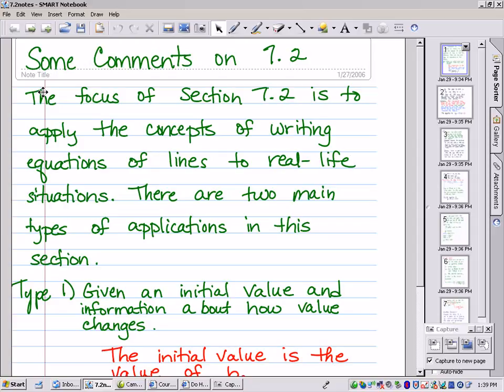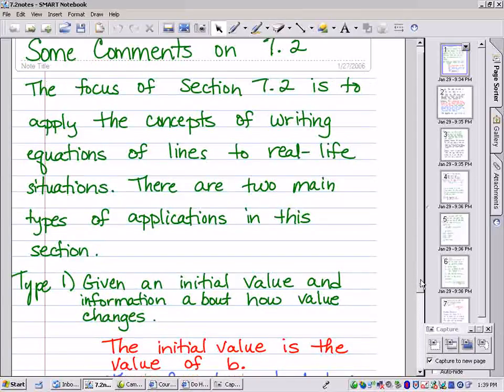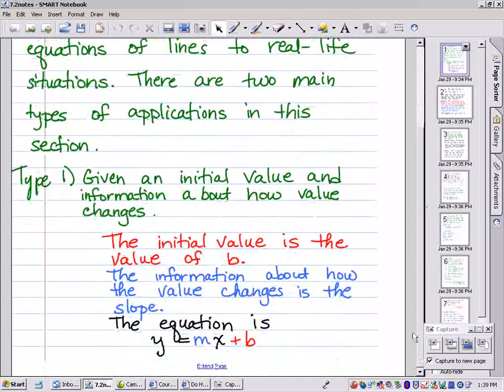The focus of this section is to apply the concept of writing equations of lines to real-life situations, and there are going to be two main types of applications that you need to be able to do in this section. The first type is given an initial value and information about how that value changes.